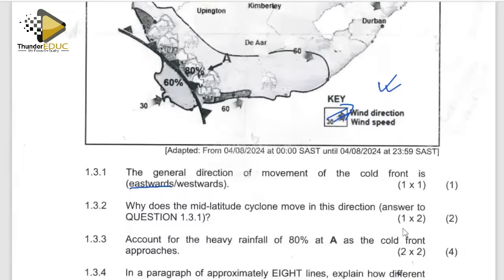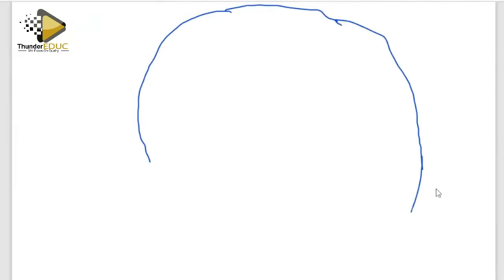Why does the mid-latitude cyclone move in this direction? As answer to the previous question, why do they move eastwards? I will also want to make an illustration there of why they move eastwards. We want to make a justification of the reasons as to why mid-latitude cyclones move from west to east. Right, we'll go back to grade 11 content, where we did the planetary winds on a global scale. We want to illustrate the distribution of our planetary winds.